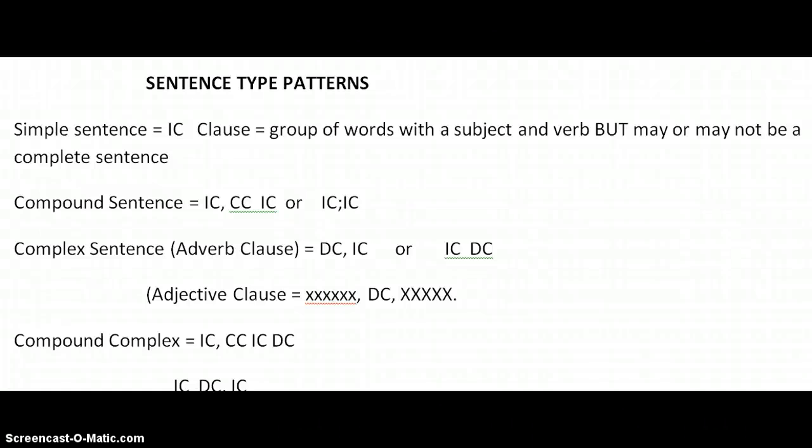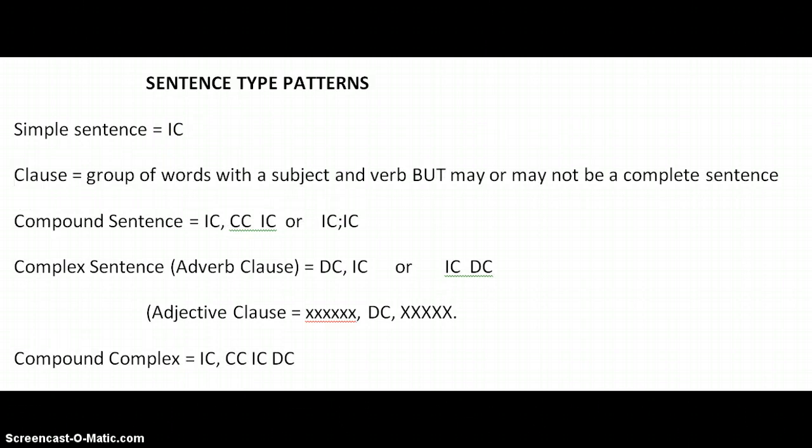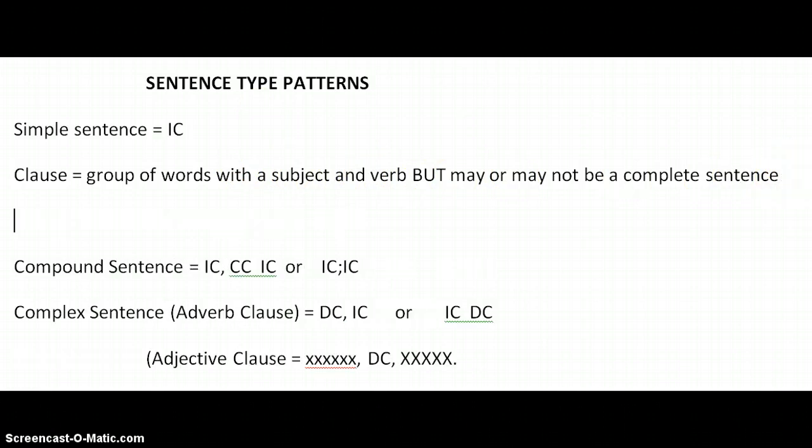So I'm going to take a few minutes to review with you the sentence type patterns that were part of the vocabulary homework, but also you'll see on the quiz. So first off, we have simple sentence or independent clause. And again, the key thing to remember with a clause is that it's a group of words with a subject and a verb, but may or may not be a complete sentence. Okay, if it's not a complete sentence, then it's going to be a dependent clause.